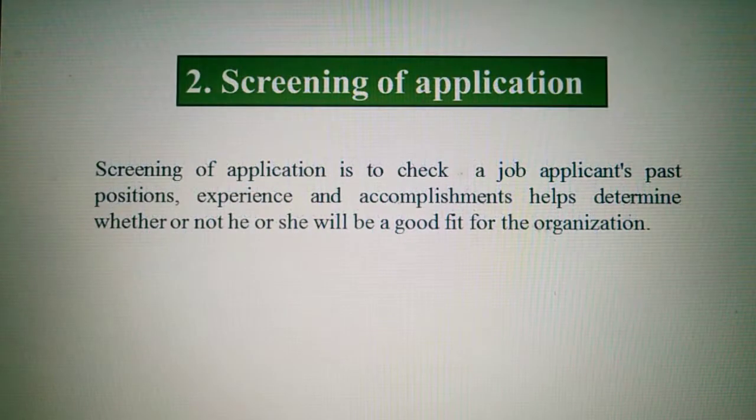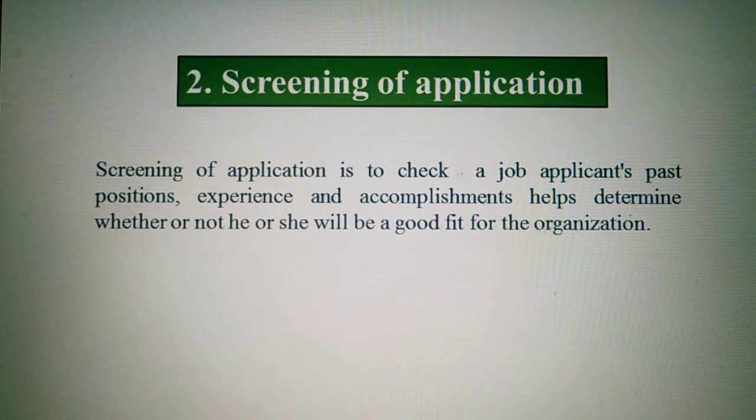Alright, so the second is screening of applications. Screening of applications is the way to check the experience and accomplishments, whether he or she is a good fit with the organization or with the position needed.